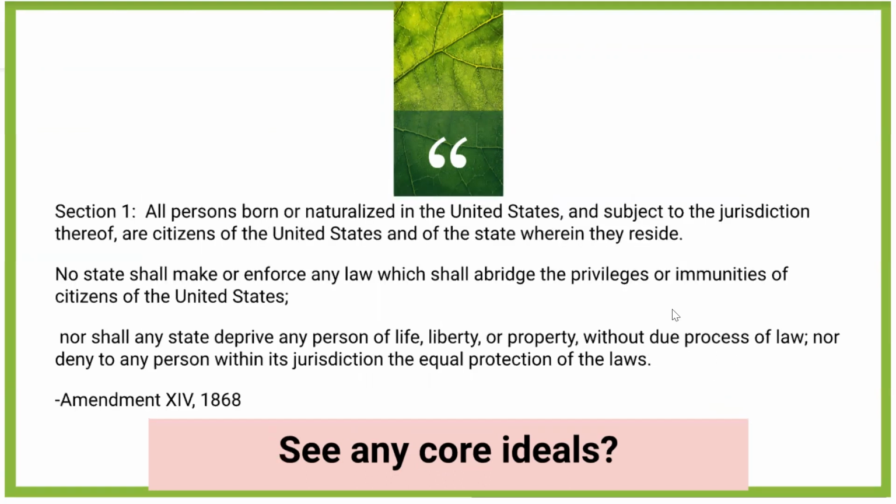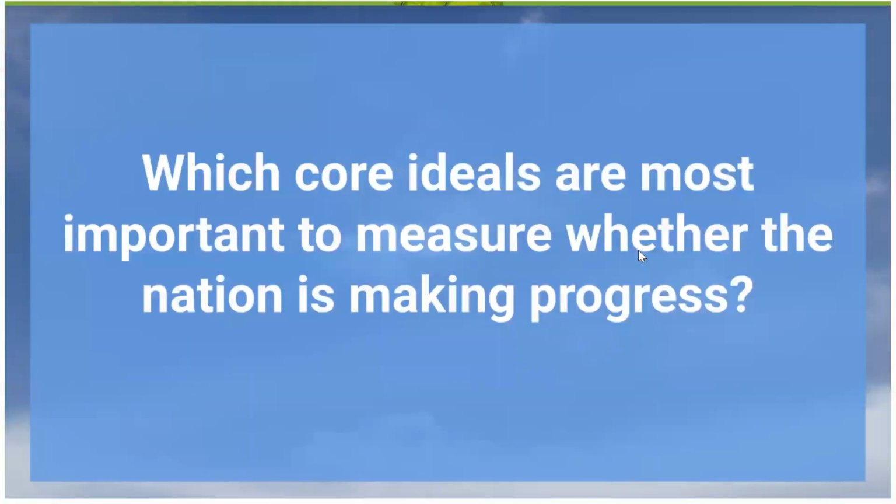Another example here. Students are taking a look at the 14th Amendment and picking out, what ideals do I see in here? After examining several excerpts from documents, they then choose 3 ideals that they think are most important to measure the nation's progress. Now, students may bring up a number of different ideals here, and I think there's a chance to have some really healthy discussion with kids, but they will likely bring up equality, justice, liberty, truth, common good. These are core ideals that they have traced over the course of the year.